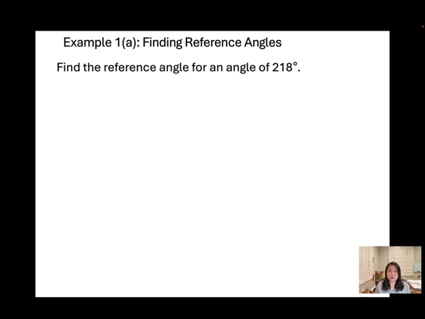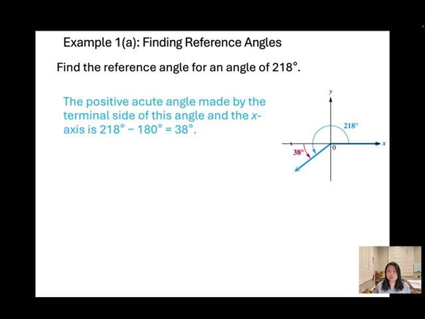Example 1. Find the reference angle for an angle of 218. Think about which quadrant it is. That would be quadrant 3, because it is greater than 180 but less than 270. So when we have quadrant 3, we find the reference angle using theta, 218, minus 180. That will be equal to 38 degrees.